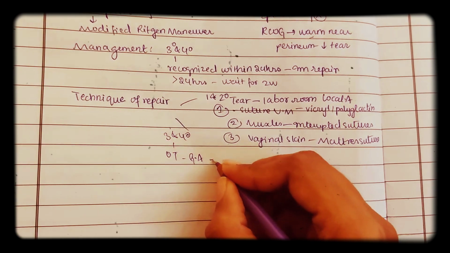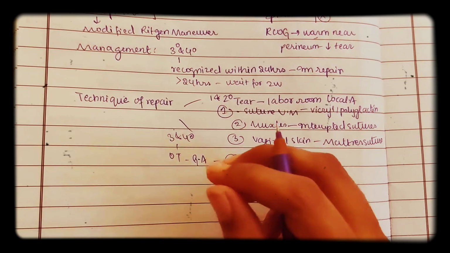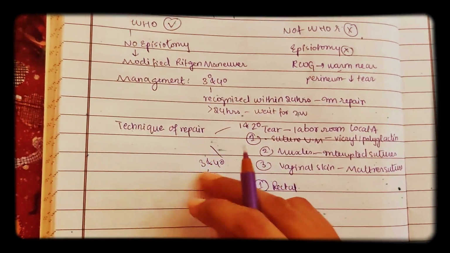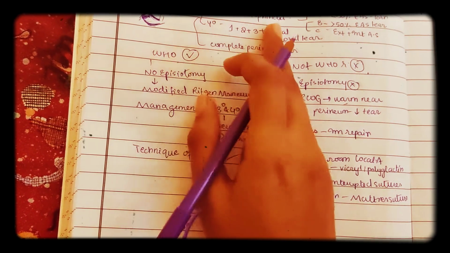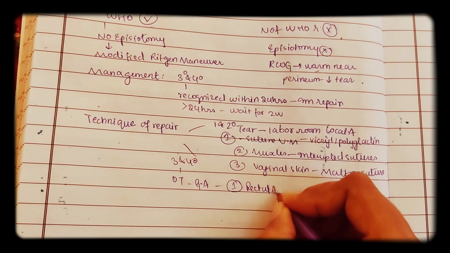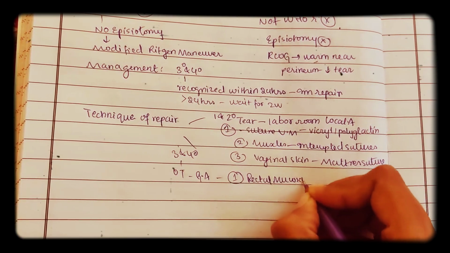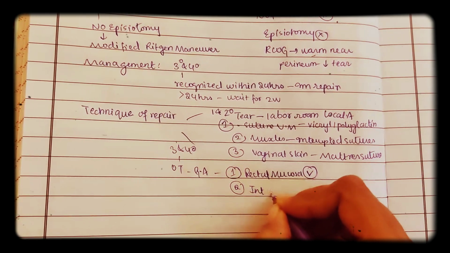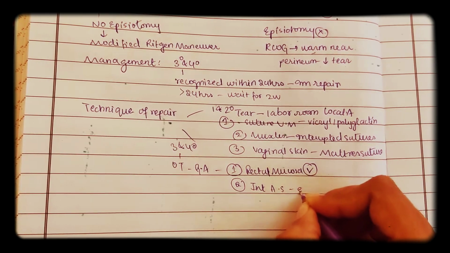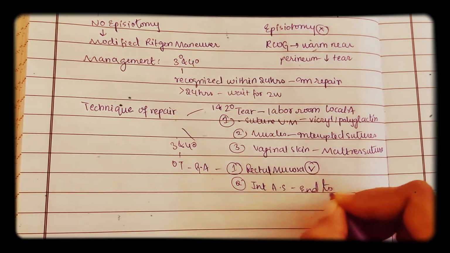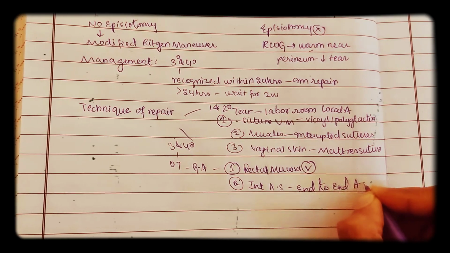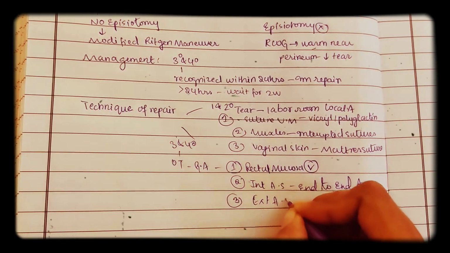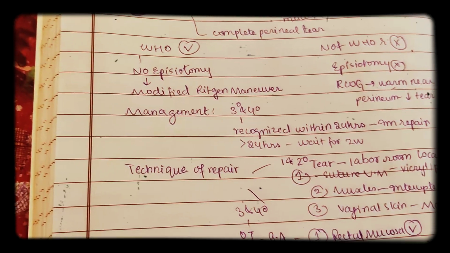So what are the steps here? First thing, you're going to repair the rectal mucosa. Remember, as it is second, third and fourth degree, here rectal mucosa is always involved. So first, rectal mucosa will get repaired. Second, the internal anal sphincter, where you will do end-to-end anastomosis. And the third one is the external anal sphincter. So here also you're coming from inside to outside.